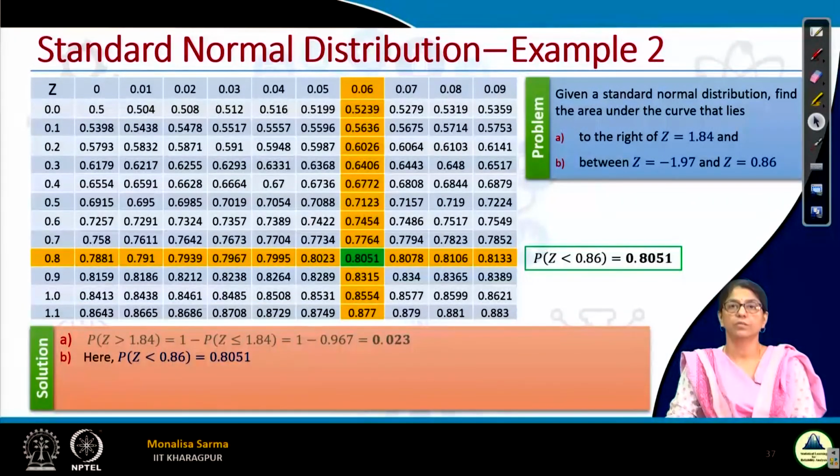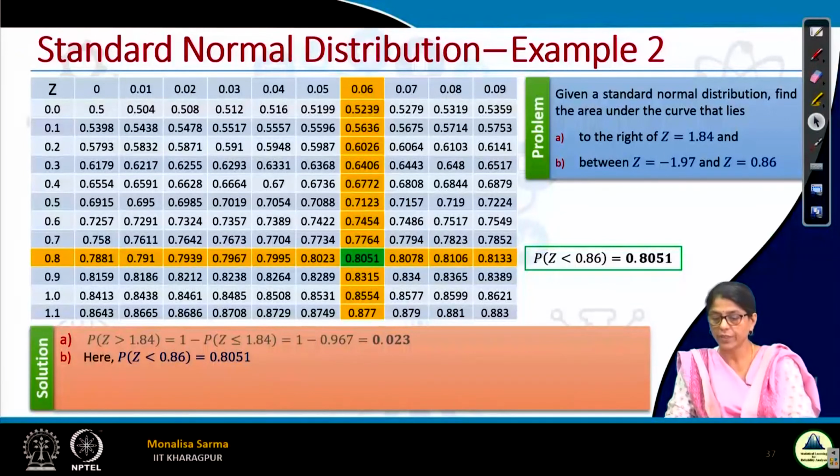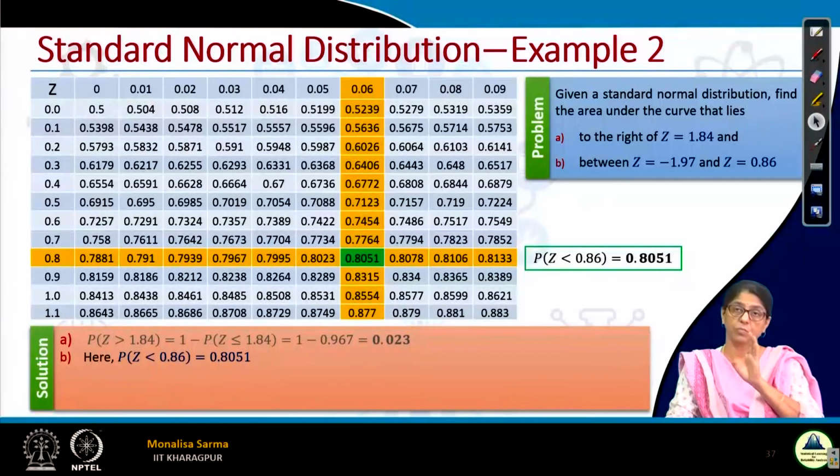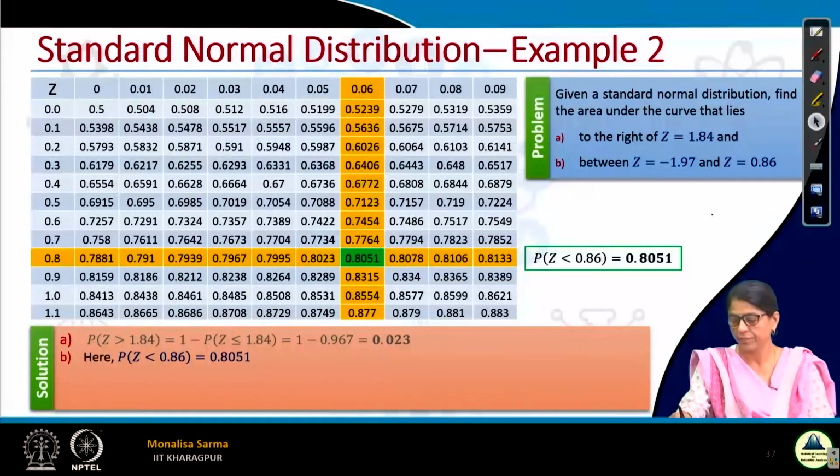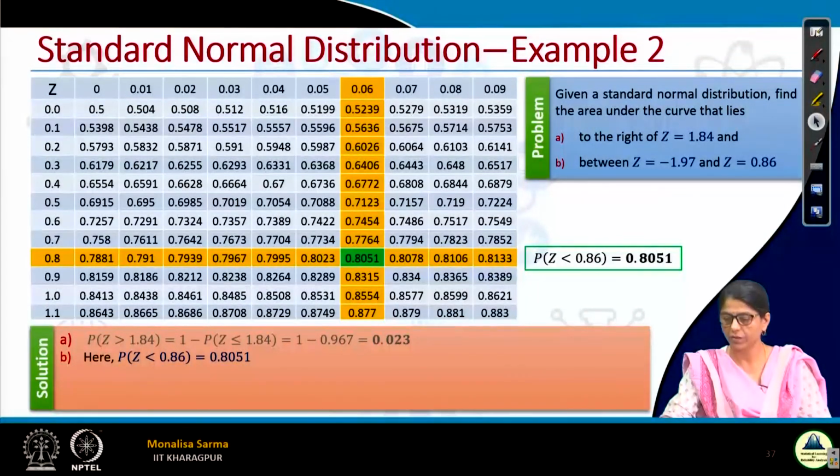Similarly, find the area between z equals minus 1.97 and z equals 0.86. So, it is asking between z equal to minus 1.97 and 0.86. How will we do it here? Suppose, let me take the table, then it will be better.